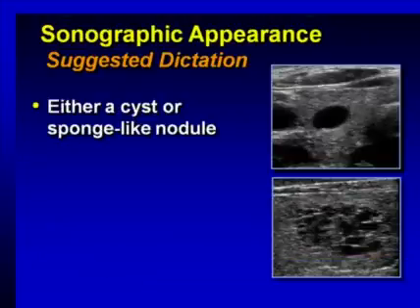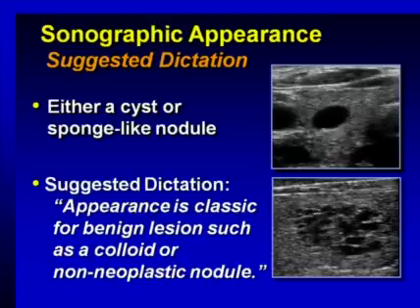Our suggested dictation when we encounter either a cyst or a sponge-like nodule is to say that this appearance is classic for a benign lesion such as a colloid or non-neoplastic nodule. And of course, FNA is not recommended.